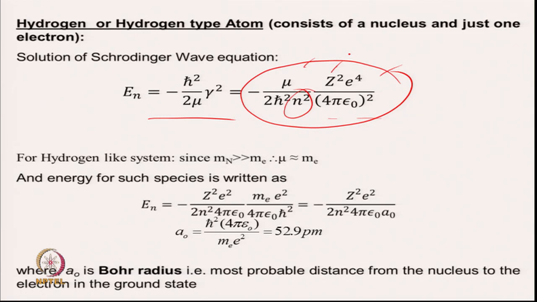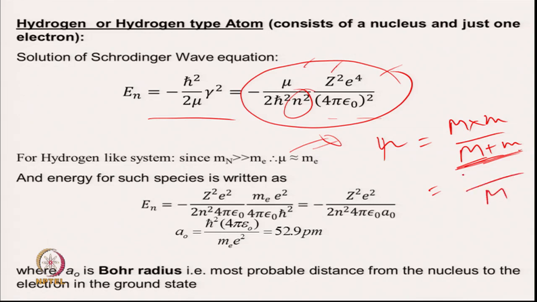For a hydrogen-like atom, M_n is quite greater than M_e, and so the reduced mass is simply equal to M_e. If you remember, μ is equal to M·m/(M+m). Since this capital M is basically your M_n, this small m is your M_e, and capital M is quite greater than small m, this is approximately equal to m, the mass of the electron.